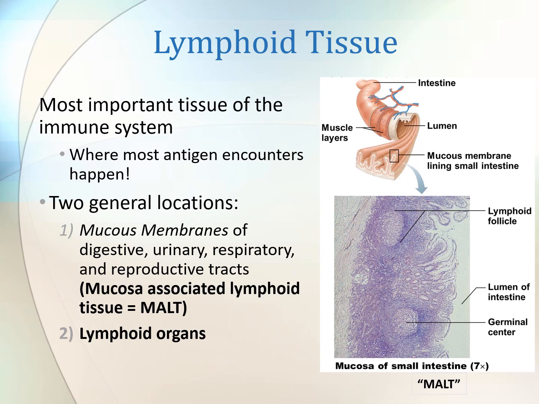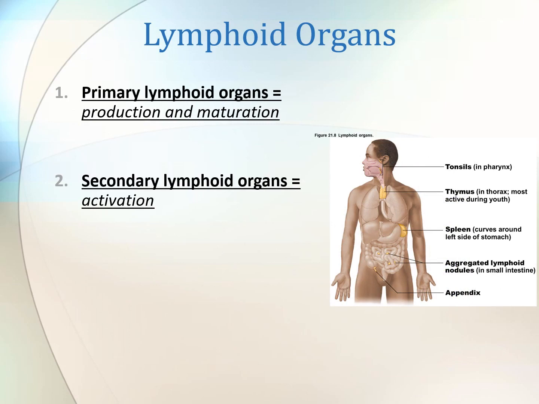And then we also have lymphoid organs as well. Okay, so those are going to be our lymph nodes, tonsils, spleen, thymus. So we have a bunch of different lymphoid organs as well. So let's go through those organs, okay? And the big thing is we have some primary lymphoid organs and secondary lymphoid organs. What is the difference? Primary means that they're involved in the production and maturation of lymphocytes. Okay, so that's our bone marrow and our thymus. So we only have two primary lymphoid organs.